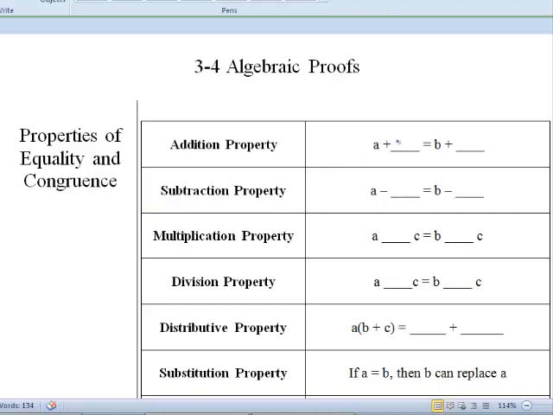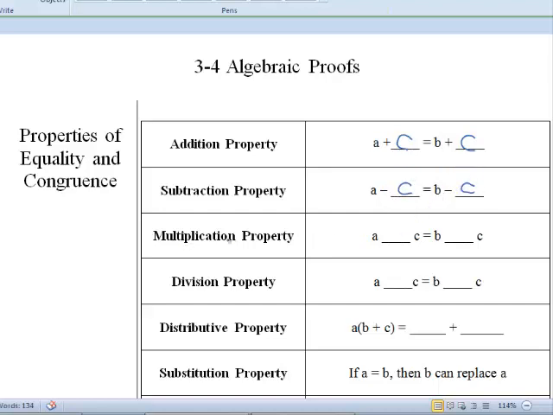The first one is the addition property. If I have an equation and I add the exact same thing to both sides, that's called the addition property. So if I have a plus c, that's equal to b plus c. I add the exact same thing. If I subtract the exact same thing from both sides, it's a minus c, b minus c.